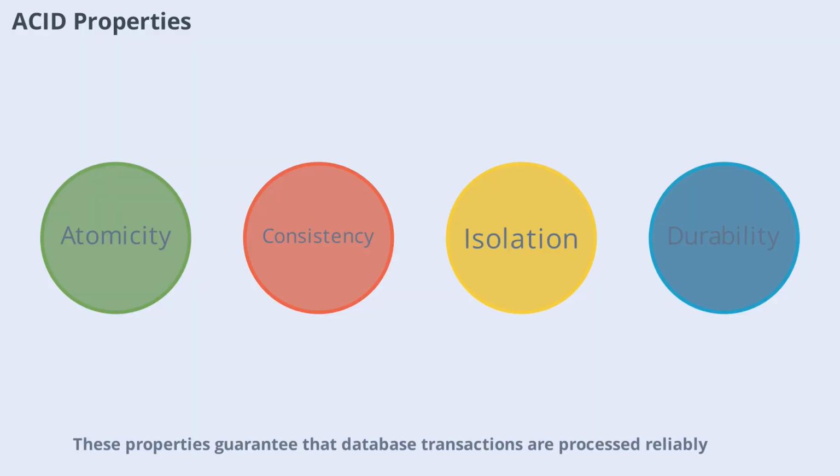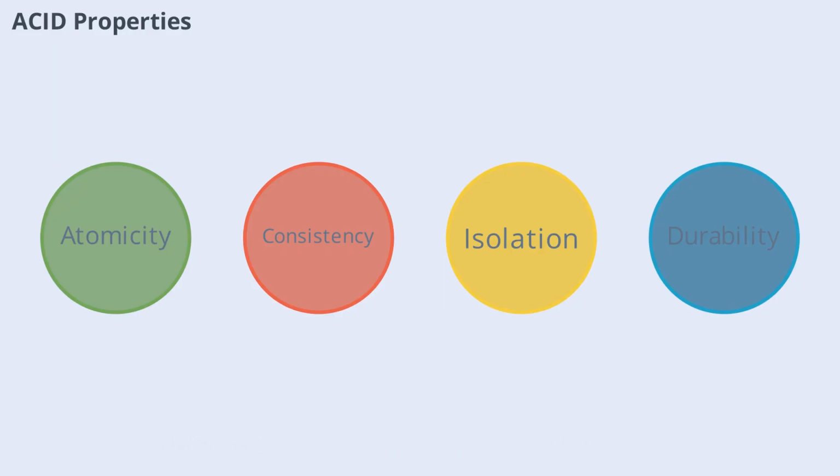These properties guarantee that database transactions are processed reliably. Atomicity ensures all operations in a transaction are completed. Consistency maintains valid data. Isolation prevents concurrent transactions from interfering, and durability ensures changes persist even after a failure. Together, ACID properties are the foundation of trustworthy database systems.